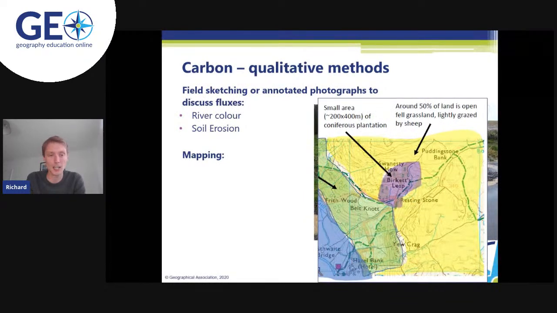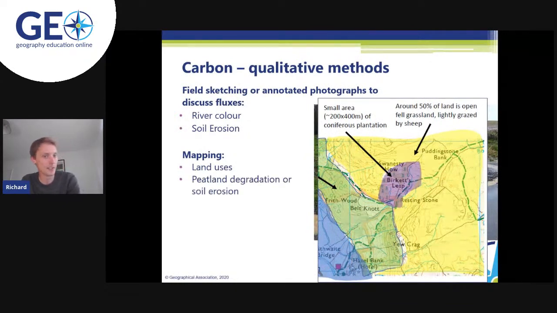So if you're looking at different carbon stores, you might be able to see what ones you've got around you. There's an example here of a land use map showing different deciduous, coniferous and grassland environments. You could map other ideas such as soil erosion or peatland degradation, maybe mapping schemes to improve them, or places where there's problems.